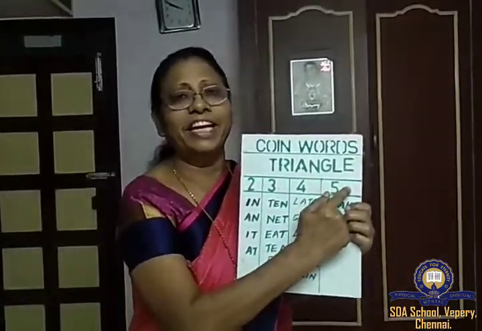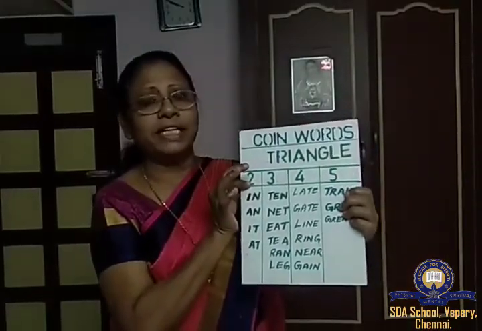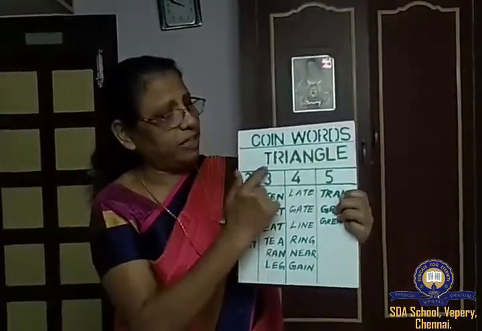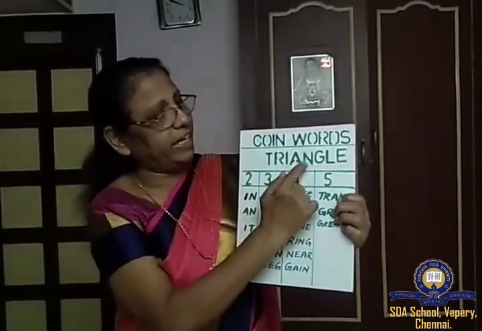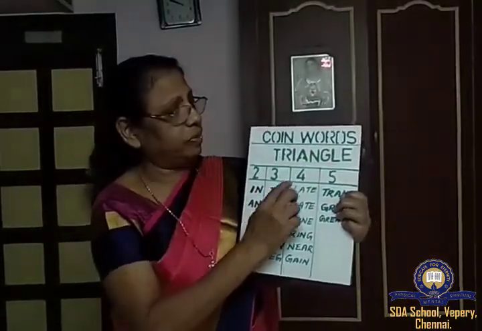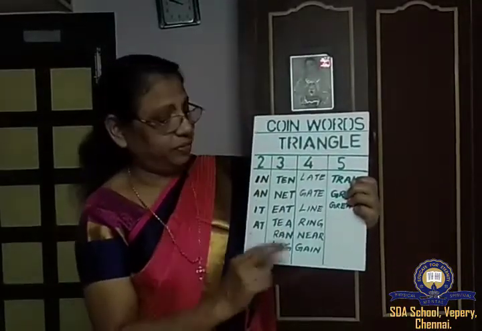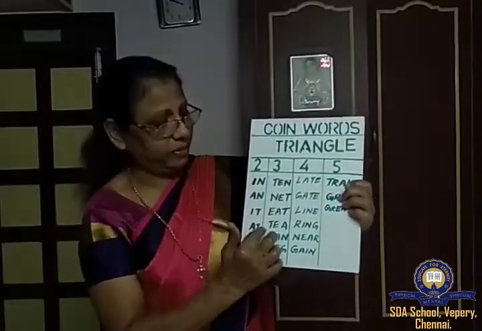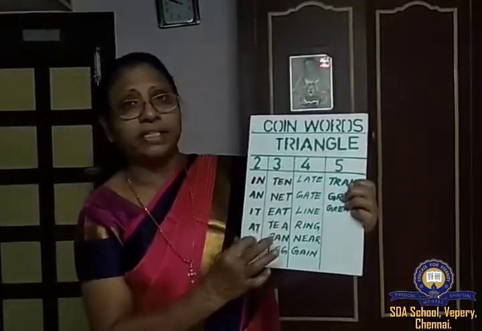In this spelling, triangle, I have formed 2-letter words, 3-letter words, 4-letter words and 5-letter words. For example, in triangle there is I and N. So I-N, in. This is a 2-letter word. Next, A-N, an. Next, I-T, it. Next, A-T, at. So all these are the 2-letter words that I have made.